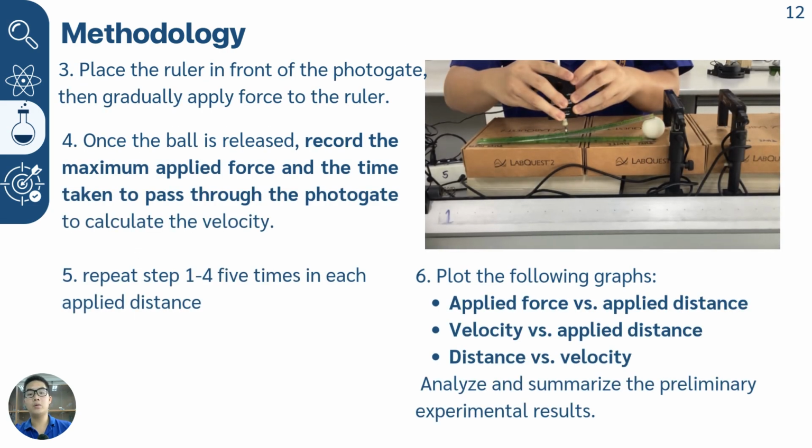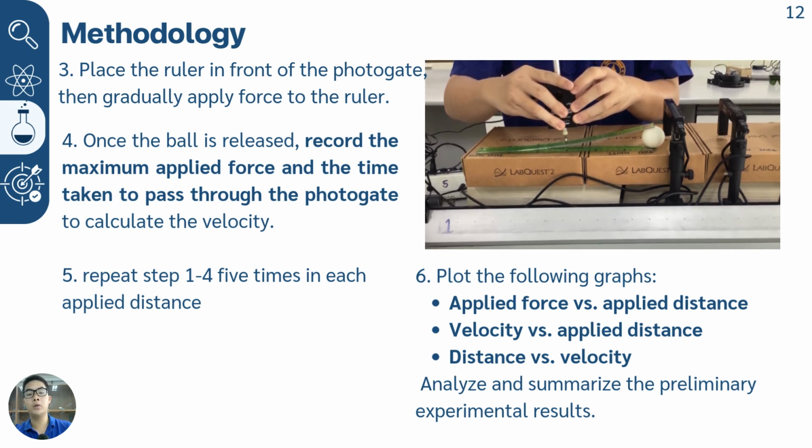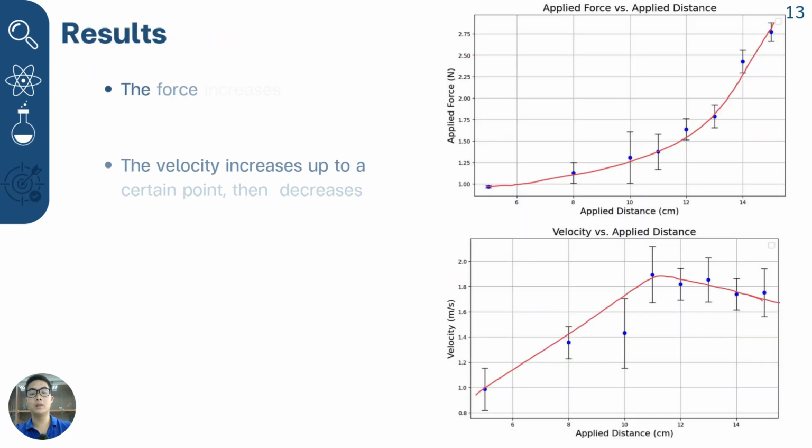Then place the ruler in front of the photo gate and gradually apply force to the ruler. Once the ball is released, record the maximum applied force and the time taken to pass the photo gate. Then we repeat steps 1 to 4, five times for each applied distance. Finally, we plot the graph and summarize the preliminary experimental results.